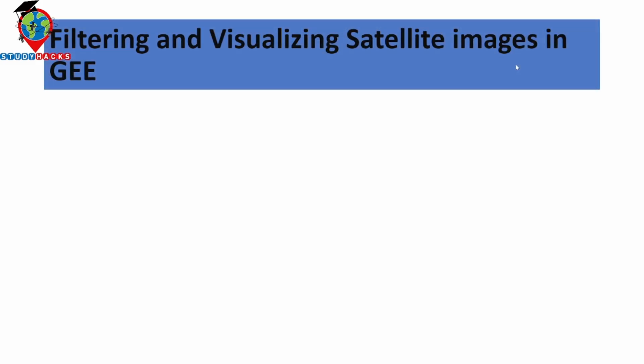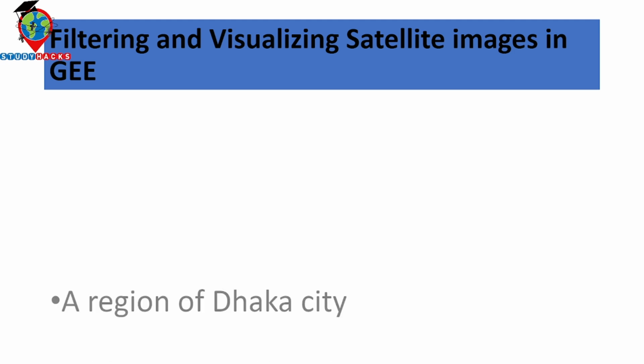So basically, when you filter or visualize the satellite image in Google Earth Engine platform, Landsat or Sentinel, the approach is the same. First of all, you have to select your study area. Then you have to filter your image properties. Then you have to filter the image time period. Suppose I need this Sentinel-2 satellite image for Dhaka city.